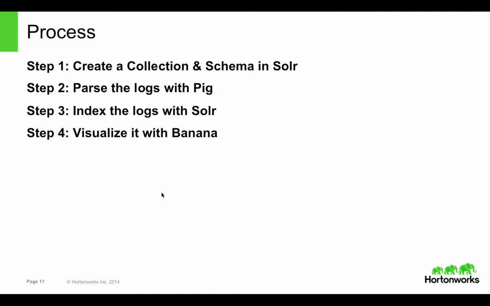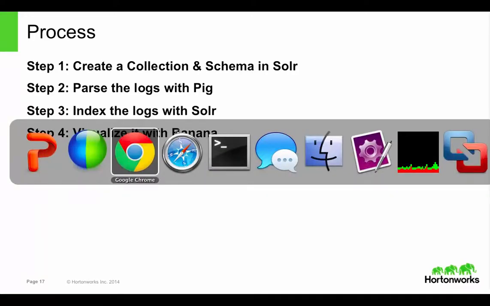So from a process perspective for this demo, we're going to look at a number of things, but we really need to start with looking at how do we actually create a schema within Solr so I can start indexing these events. And so what we're going to do is take a look at one of the collections or cores that I created within Solr. We'll look at the schema that I created, and then we'll move on to processing that data with Pig, indexing it, and then visualizing it.